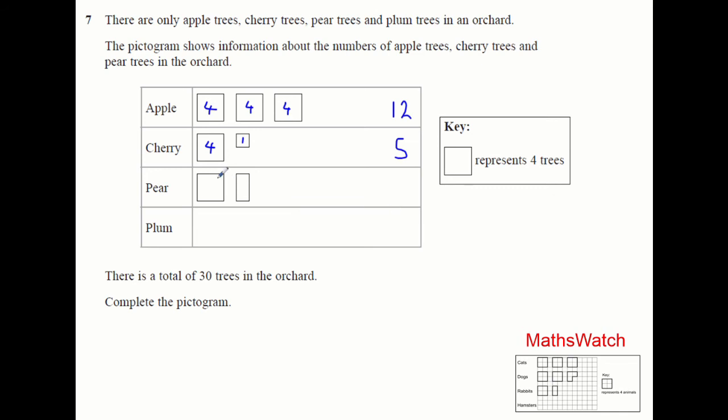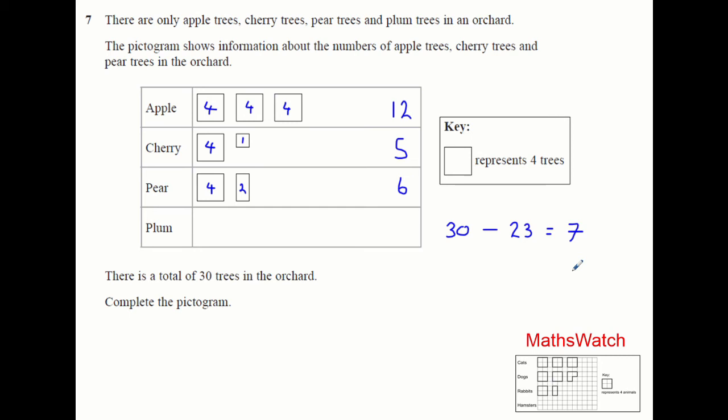Same thing for pear, a full one is worth 4. This is half of the amount. So half of 4 means that is worth 2 trees, so there are 6 pear trees. Now if we add up how many trees we already have, so we've got 12, 5 and 6. If you add them together, we've already dealt with 23 trees. We know there are 30, so if we do 30 and we subtract the 23 trees we know about, we can work out that there must be 7 plum trees.